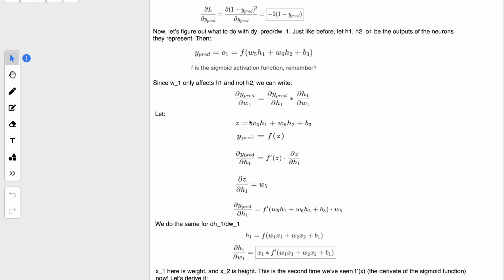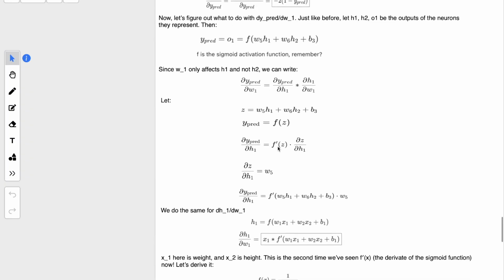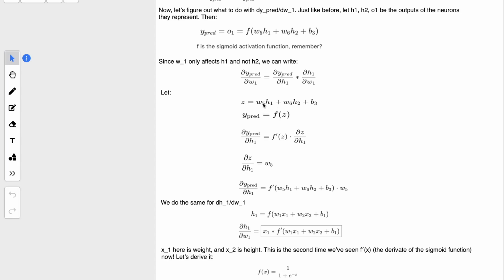So here, as you remember in the neuron, this is just the weighted sum. It's not the h1. h1 is calculated by passing this weighted sum into an activation function, right? So that is what we have written here. So we assume that this weighted sum is represented by z, then f is our activation function, and that's how the ypred is f(z). So if we calculate delta ypred by delta h1, according to the chain rule, it is f dash z, which is the derivative of this function, into delta z by delta h1.